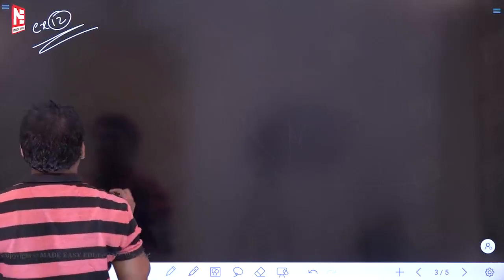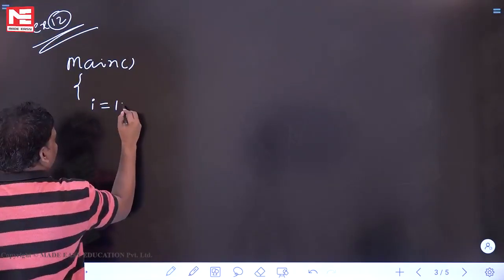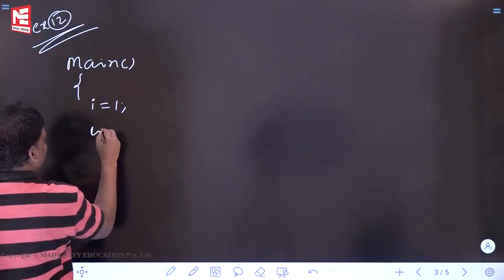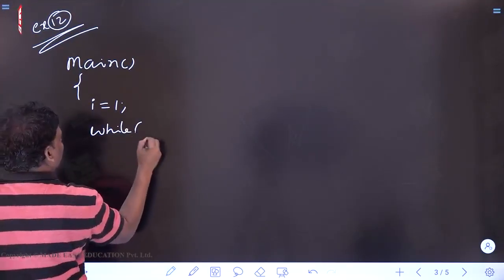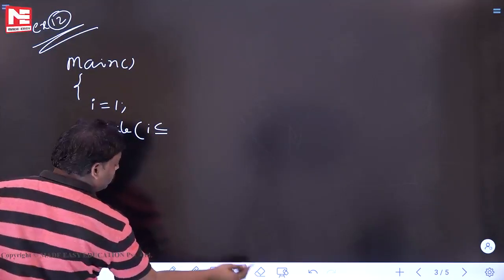Example 12, see this also. I is equal to 1, while i less than or equal to, if you want you can keep equal, if you don't keep it also no problem.